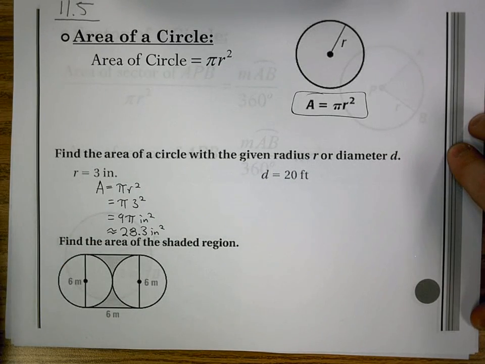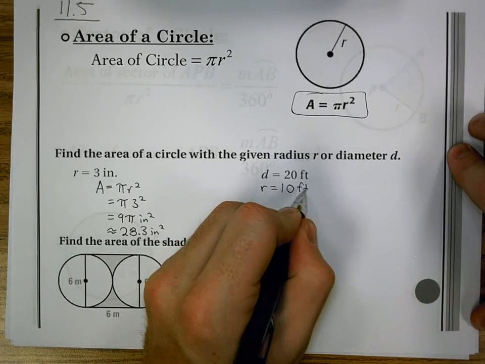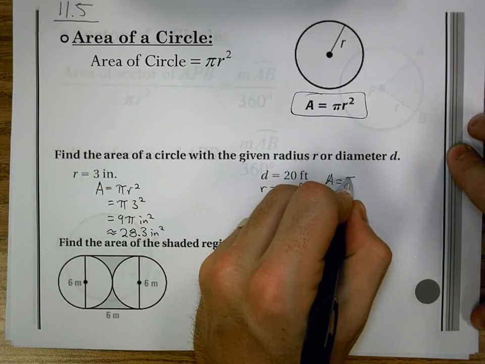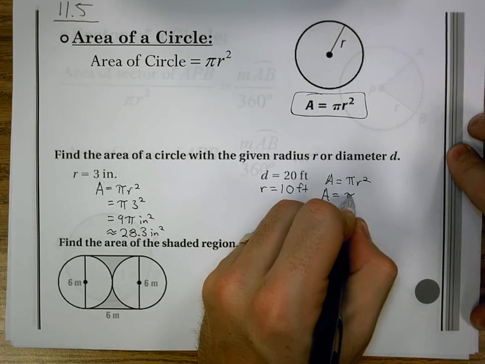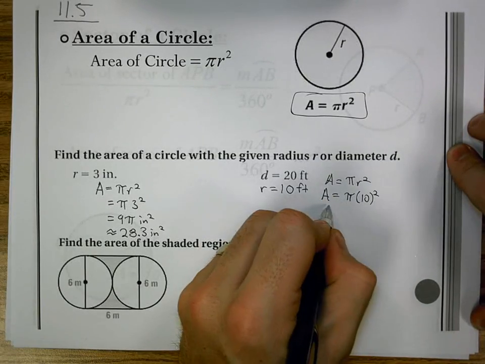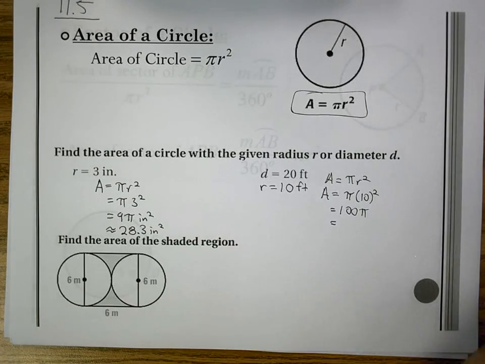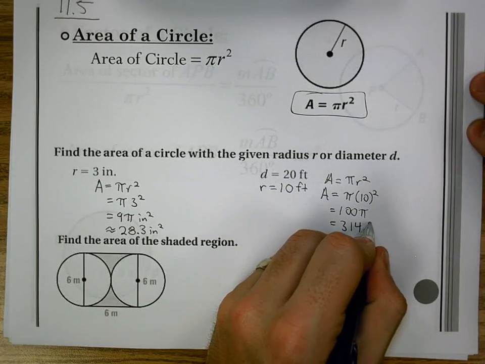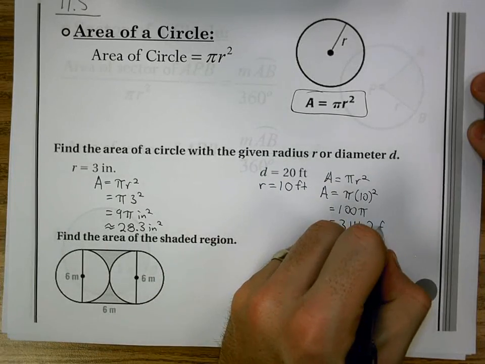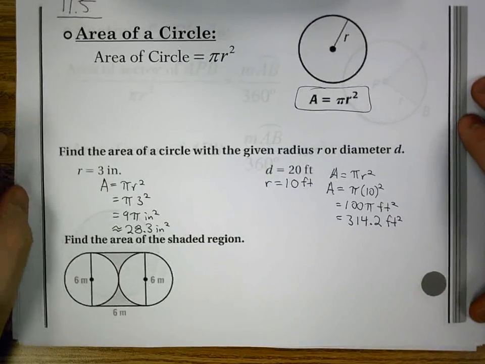Second one, we're given that the diameter is 20 feet. We don't want diameter, we want radius. So that is actually 10 feet. Area equals pi r squared, so the area equals pi times 10 squared, or 100 pi. And if we plugged that in to get an approximation, we'd get about 314.2 feet squared. So those are your straightforward ones.